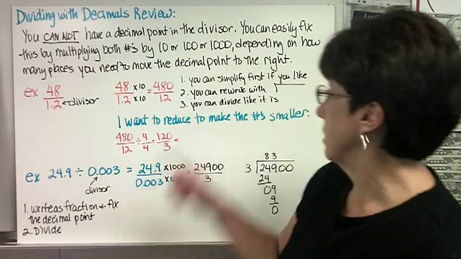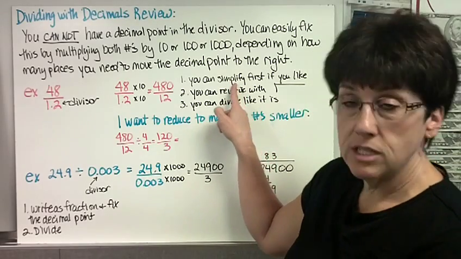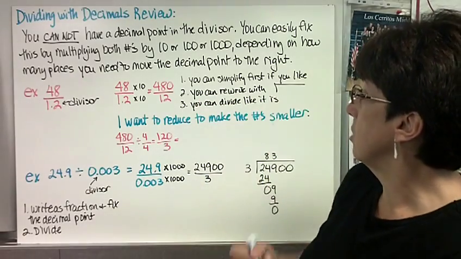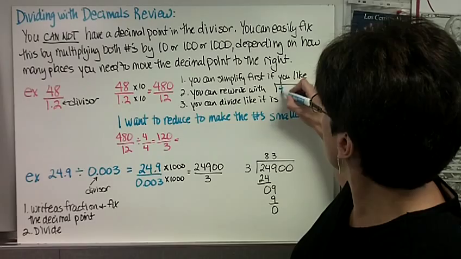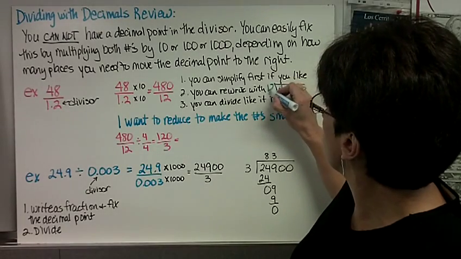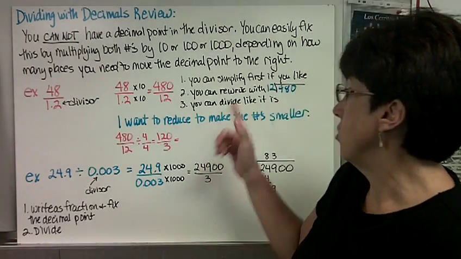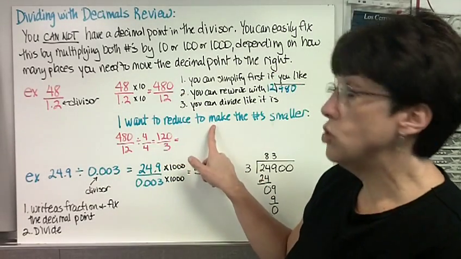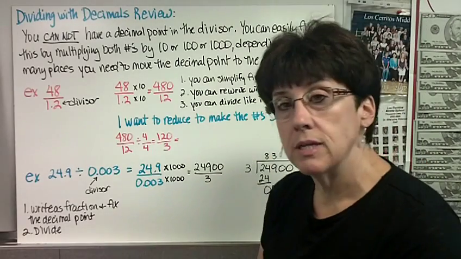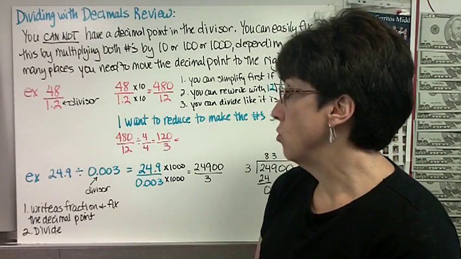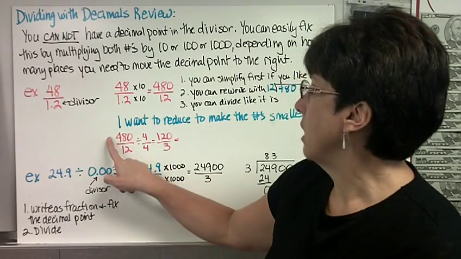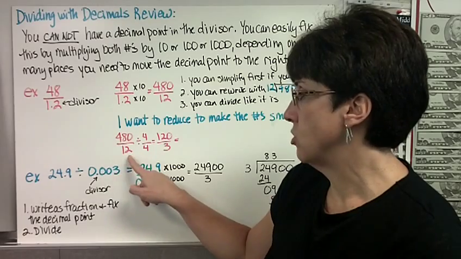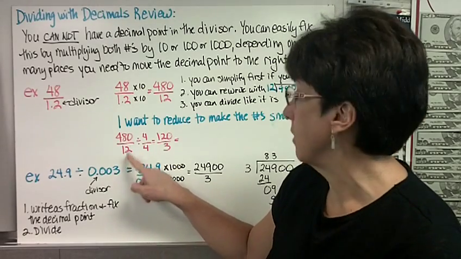Now you have some choices. You can simplify this first if you would like. You can rewrite it with this symbol, so it would be 480 divided by 12. Or you can just divide it like it is, okay? I want to reduce it to make the number smaller, because when you have smaller numbers, you make less mistakes. So I have 480 divided by 12. I know that 4 will go into both of these numbers, so I'm going to divide.